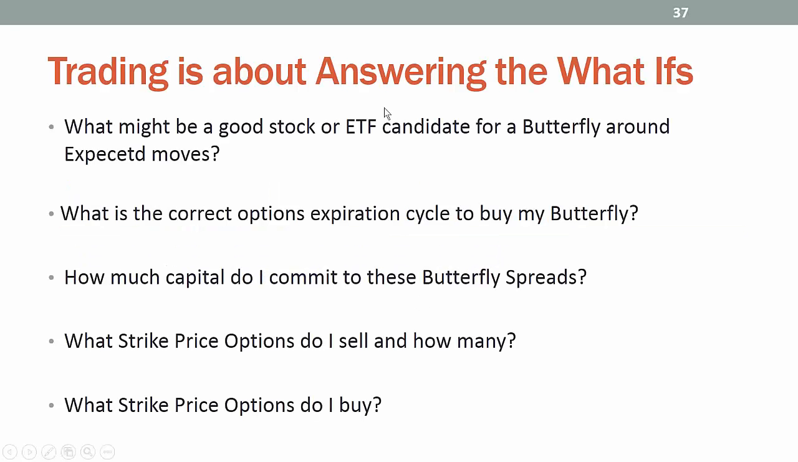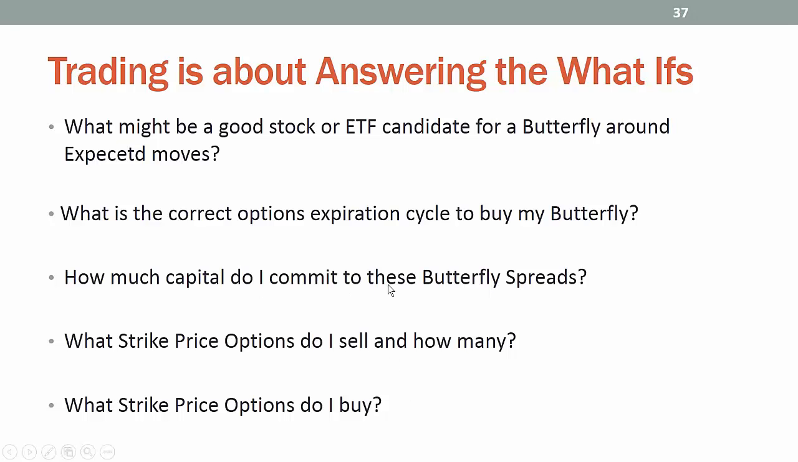Trading is all about answering these what-ifs. What might be a good stock or ETF candidate for a butterfly around expected moves? I have one idea: it could be the SPX. What's the correct options expiration cycle to buy my butterfly? Now, there's Monday, Wednesday, and Friday, but when do you initiate each one of those? You can trade Monday, Wednesday, and Friday. It's the initiation, because the research points to the entry of the position. You have to enter a Monday spread on X day, and a Wednesday spread on X day, to get the most value, the most bang for your buck.